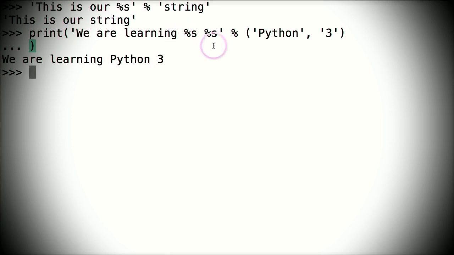We are learning Python, and it's going to add Python in here, and it's going to add 3 in here. So it goes in order. It goes Python, and then 3. Alright. You can't change the order in the old way of string formatting, and the new way, using the formatting string method, we can change the order to whatever we like, which is a pretty cool feature also.